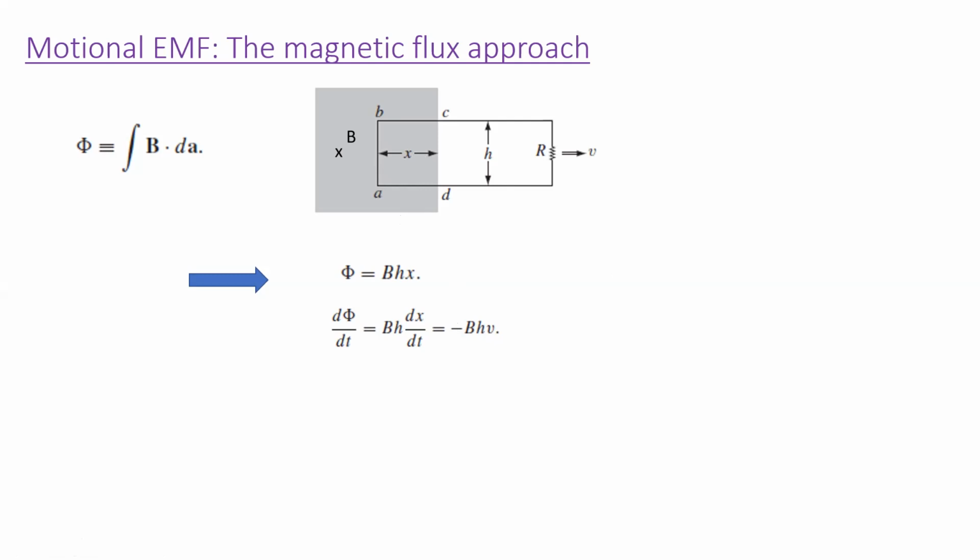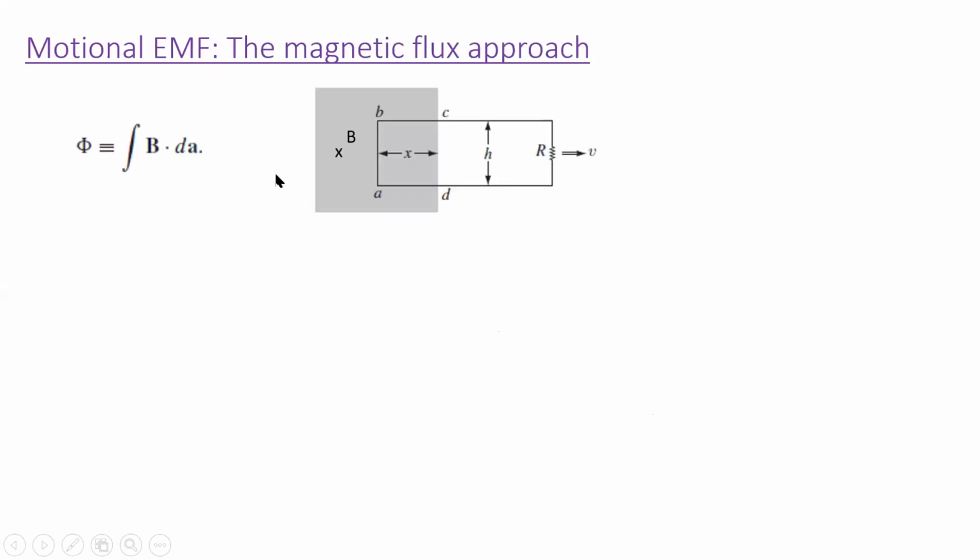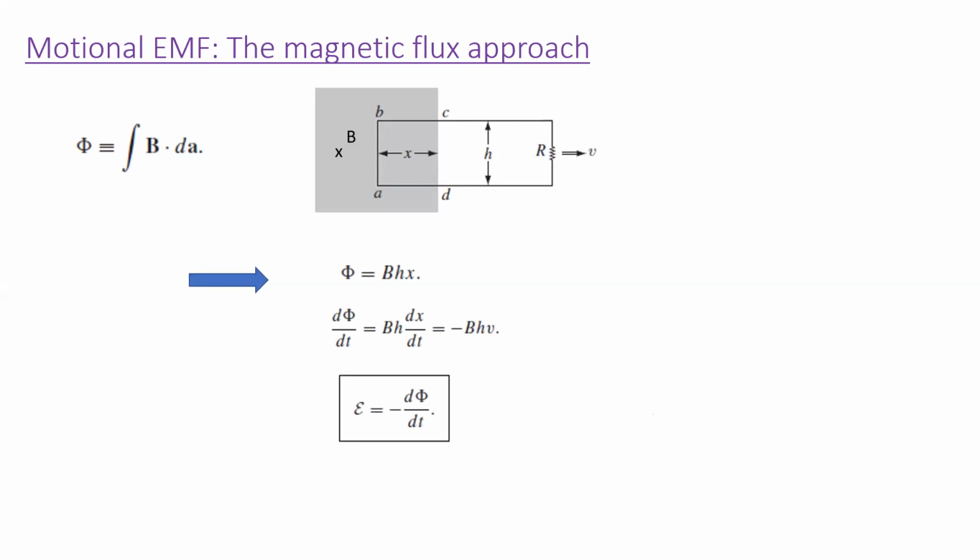But BHV is what we just calculated to be the EMF, and also the work done per unit charge in the same circuit. Therefore we can say that the EMF can be found as minus the derivative of this magnetic flux with respect to time.